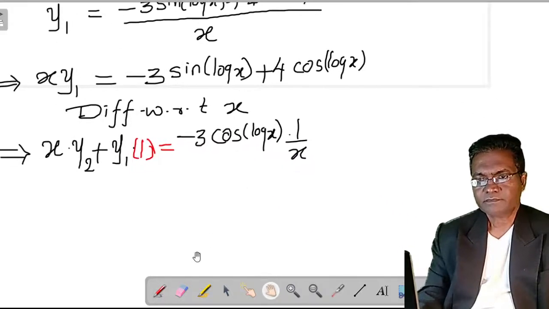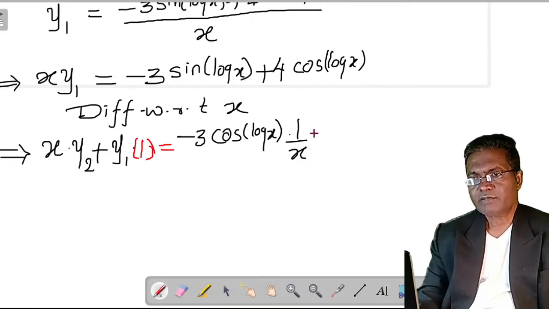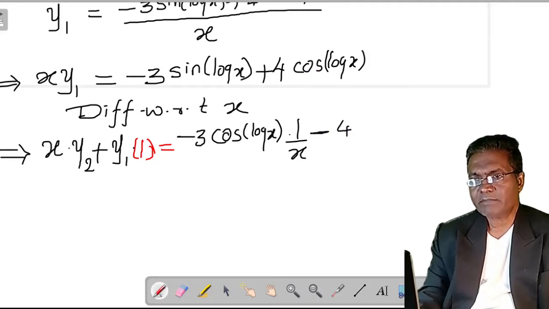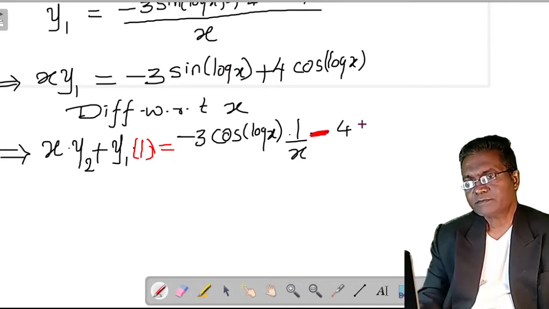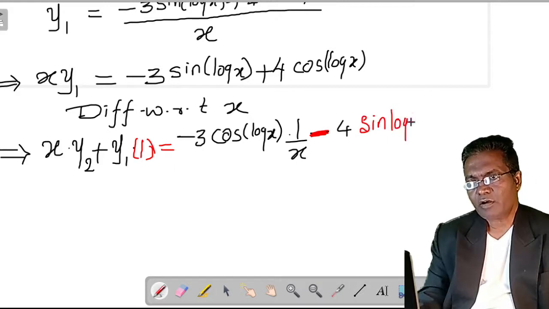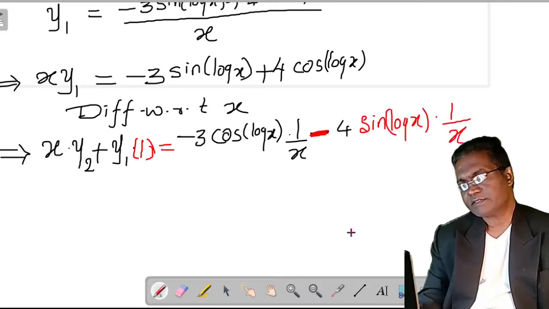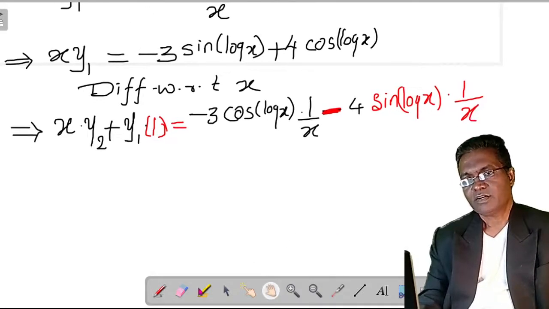Okay. Similarly out here, 4, derivative of cos is minus sine, so I can write minus here. Minus 4 sine of log x into derivative of log x, which is 1 by x.